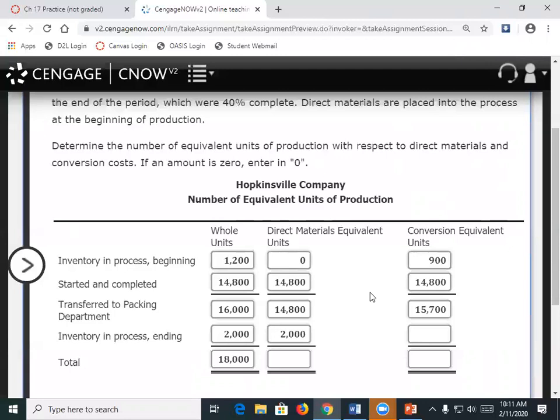They told us we were 40% complete, right? You took 2,000 times 40%, or 800. Okay, so materials are always 100% complete in ending inventory. So again, we just add. Our total materials equivalent units are 16,800. And conversion is 16,500.